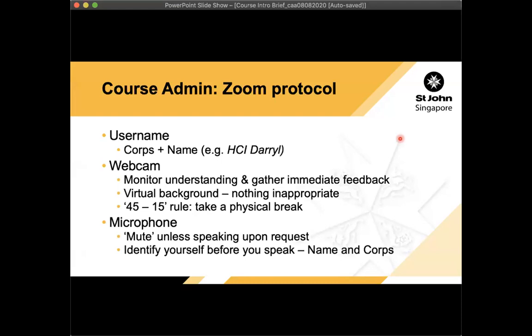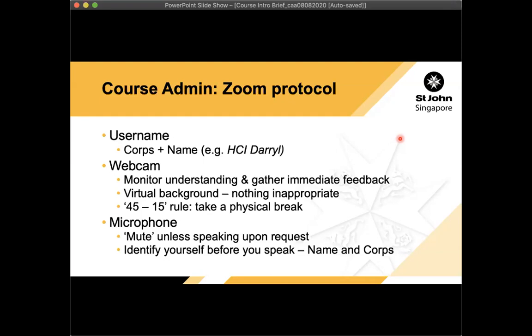I'm sure some of you already know Zoom protocol. Your username is your call sign plus your name. This is very important because we want to ensure that everyone we admit into the room is someone we know and not some random stranger. I'm sure a lot of you have heard of cases at the beginning of the circuit breaker where there were security breaches. So we want to avoid that.